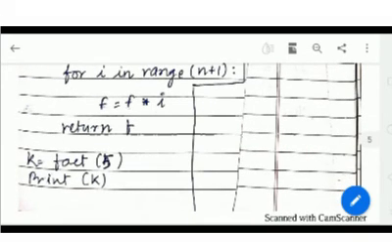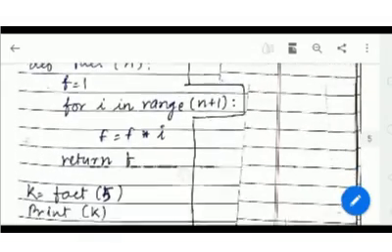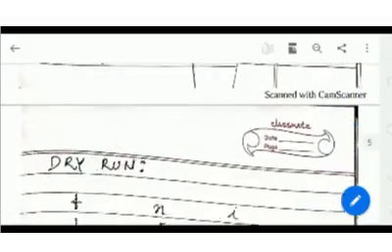I've called this function for 5. I've passed the value 5. It has been stored into n, then the multiplication f is returned to k, and finally we'll display it. This is the concept number 1.